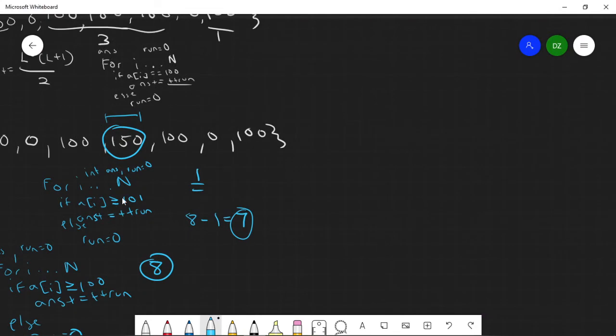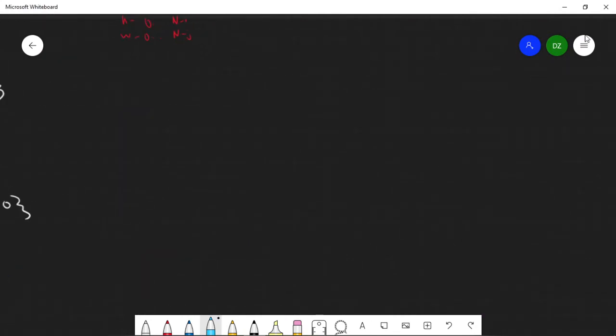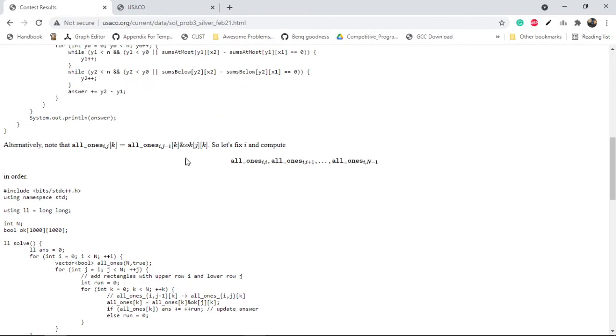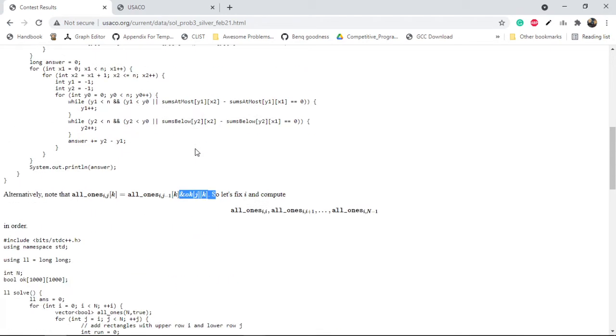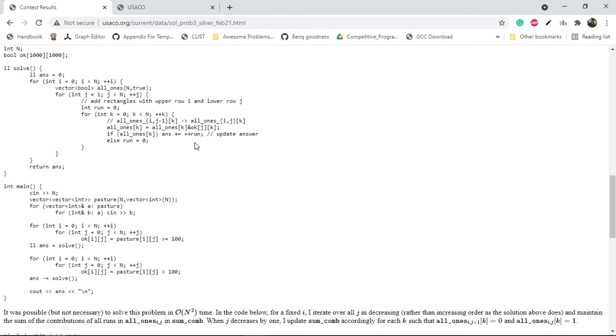But the idea is, they make a boolean of OK. And so OK differs, but actually, let me just quickly review this so I can make sure I'm not saying anything stupid. What would be all ones? All ones is true. Okay, I think I get it.